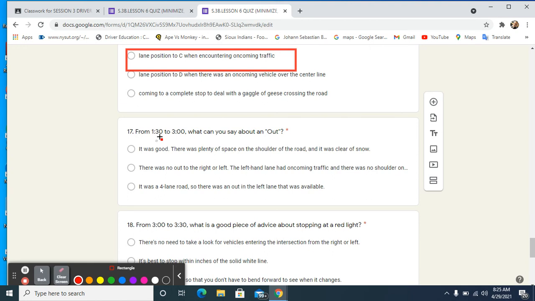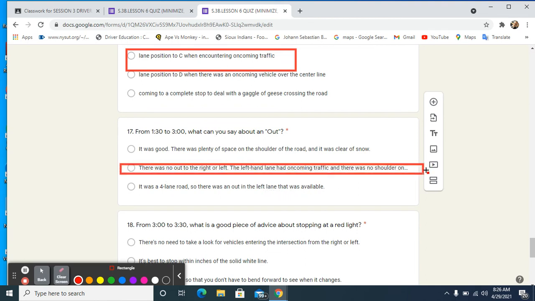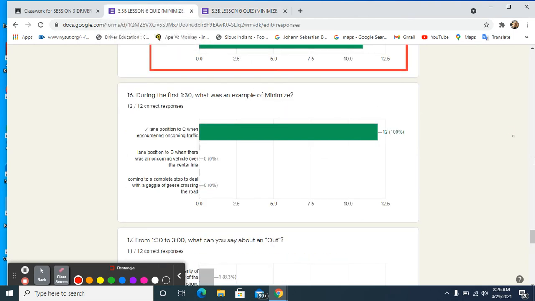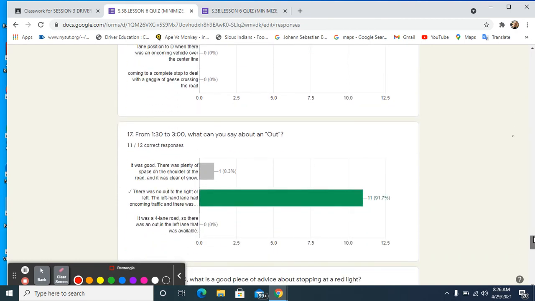Okay. And then from the time 1:30 to 3 minutes, what can you say about an out? It was good. There was plenty of space on the shoulder of the road and it was clear of snow. There was no out to the right or left. The left lane had oncoming traffic and there was no shoulder on the side of the road. Or it was a 4-lane road, so there was an out in the left lane that was available. I believe the answer for this is letter B. Okay, so let's make sure. Correct. Yep.